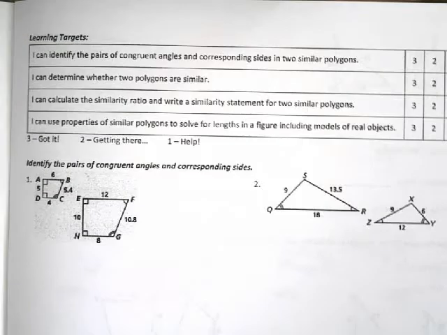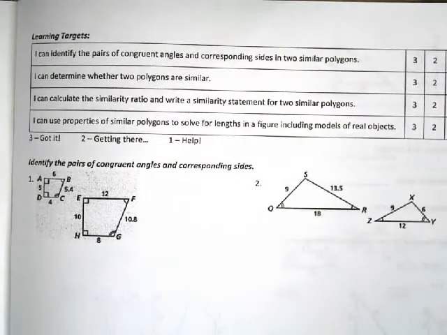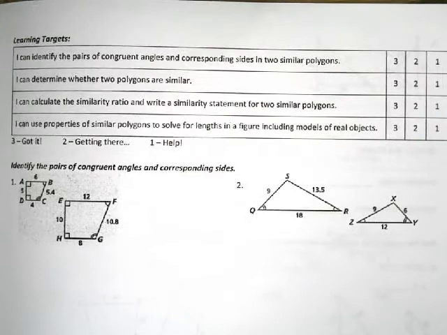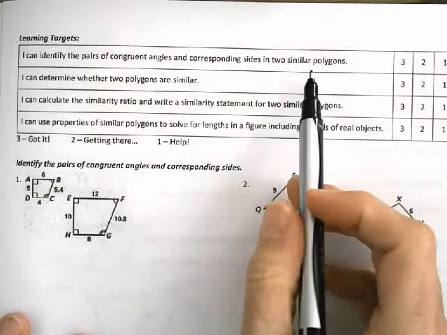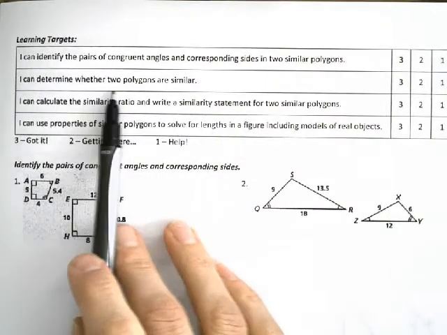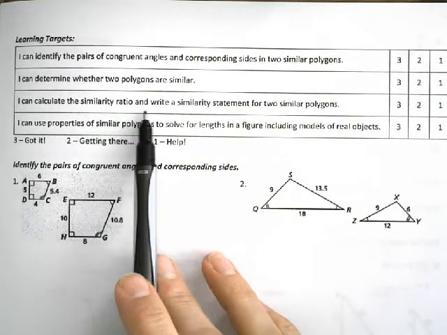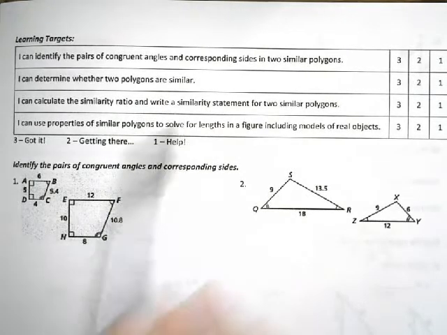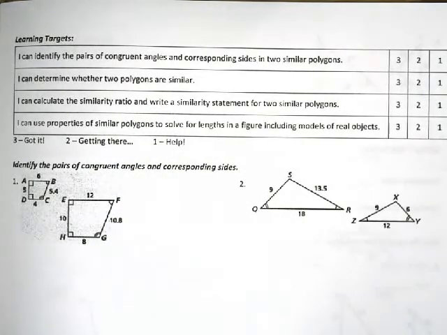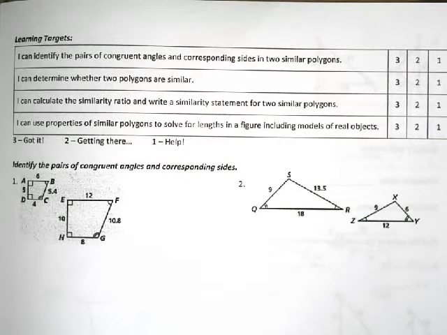The first one is going to be to identify pairs of congruent angles and corresponding sides in 2 similar polygons. Again, we worked with this a lot when we were talking about congruent triangles. Second goal is to determine whether 2 polygons are similar. Then being able to calculate the similarity ratio and write a similarity statement. And then lastly, using the properties of similar polygons to solve for lengths in a figure. So that's our goals for today.